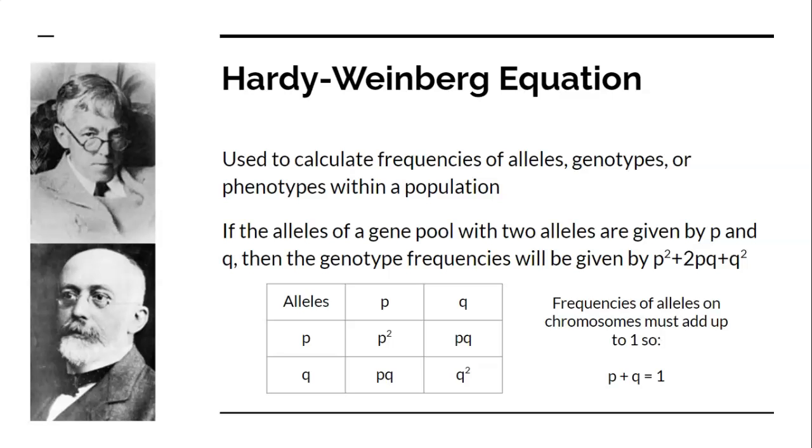Now, if you thought you were going to get off easy in this PowerPoint, then you were sadly mistaken. We are going to learn a new equation. Even though we've been doing recombination and chi-squared and all of this, we're introducing Hardy-Weinberg this time. Hardy-Weinberg is how you calculate frequencies of alleles, genotypes, or phenotypes within a population. If the alleles of a gene pool with two alleles are given, we use the variables P and Q. And then you can figure out the genotype frequencies by using the formula P squared plus 2PQ plus Q squared. And all of that should equal 1.